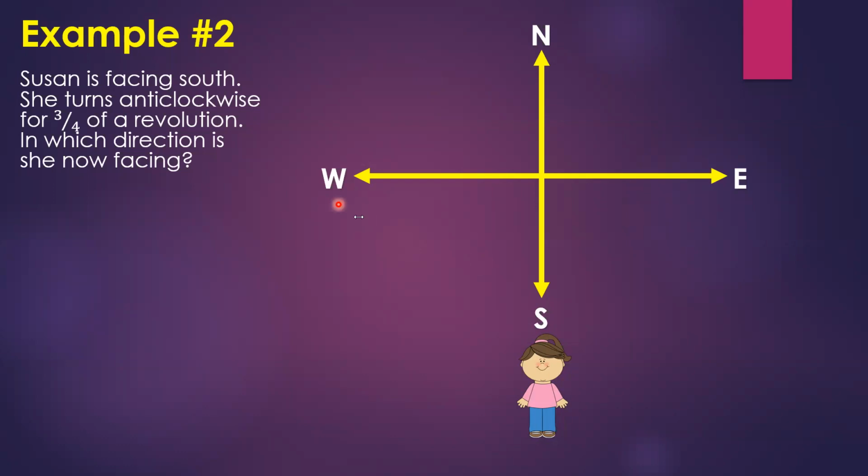Put your hands inside the chat, please, if you understand what to do, if you know the answer, or even if you don't know the answer and you just want to try. So she starts south. We move 3/4 of a revolution. Which direction is she facing now? Please make sure you write down this example, example 2, and draw the compass and also show the direction of your arrows. Again, I need you all to put your answers inside the chat. She starts at south. She moves anti-clockwise for 3/4 of a revolution. In which direction is she now facing?